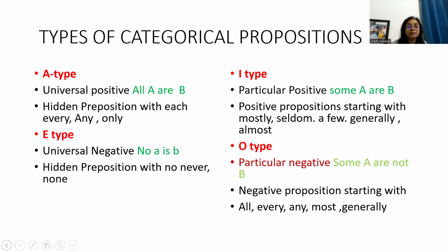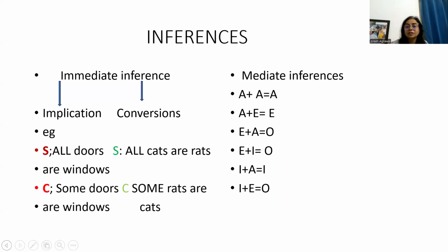If you remember, I discussed positive and negative. You can easily remember that A and I are positive statements, whereas E and O are negative statements. So I told you when two positive statements are combined we get positive: A plus A gives A, A plus E gives E, which is negative. E plus A we get O. E plus I, E is negative and I is positive, we get O. I plus A again I, I plus E again O. So these are the combinations with which you can easily get the conclusions.